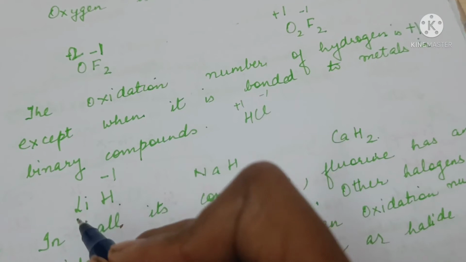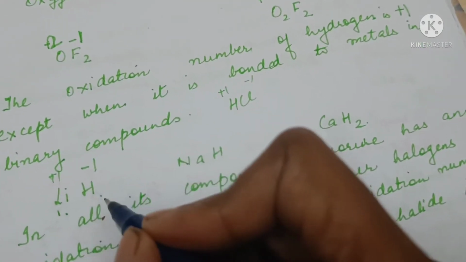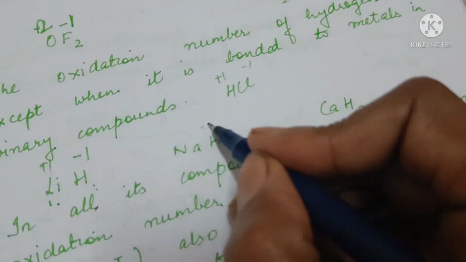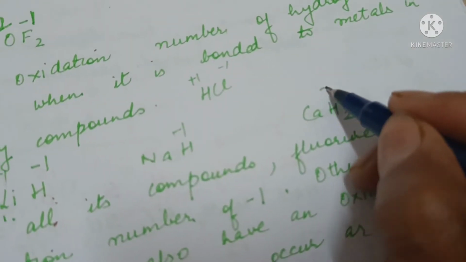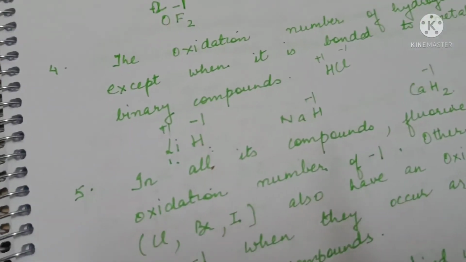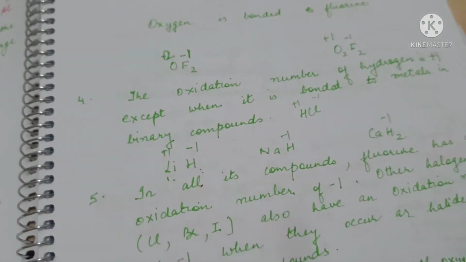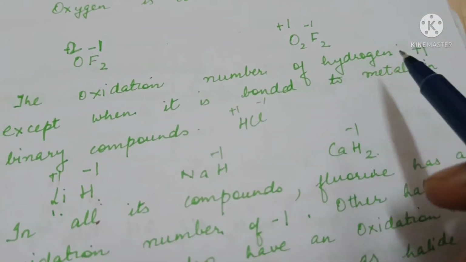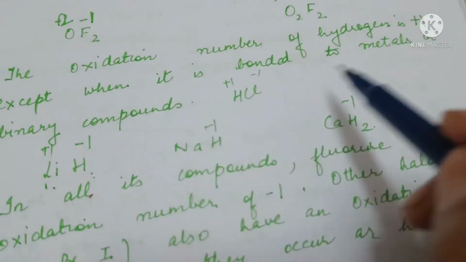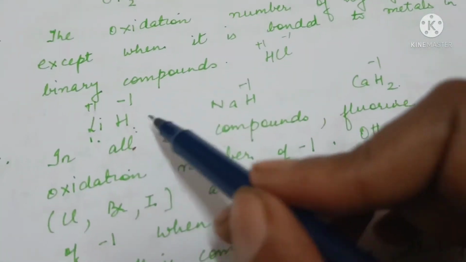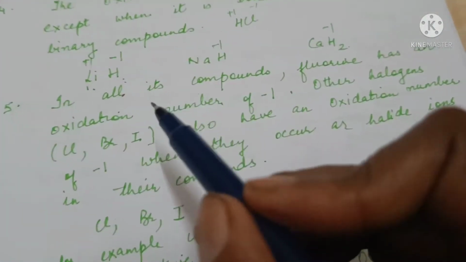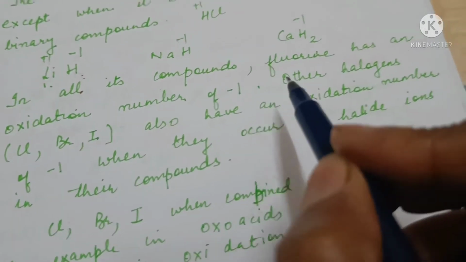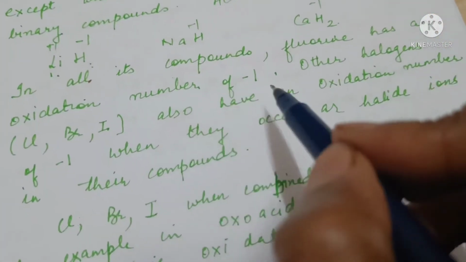In lithium hydride, hydrogen will show -1, in sodium hydride -1, and in calcium hydride -1. So generally the oxidation number of hydrogen is +1, but when it's bonded to metals in binary compounds, then it is -1. Then in all its compounds, fluorine has an oxidation number of -1.